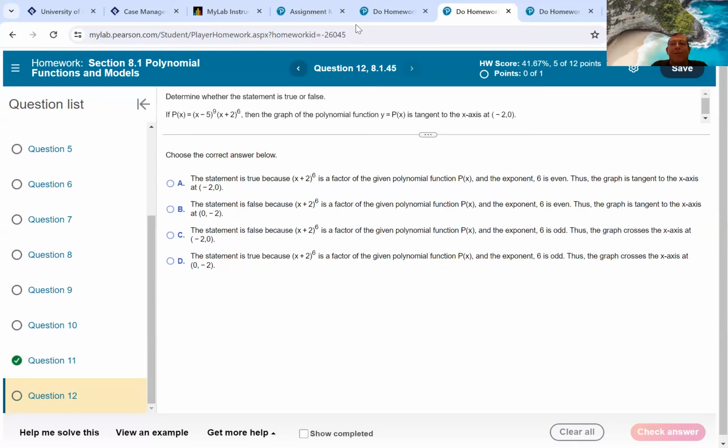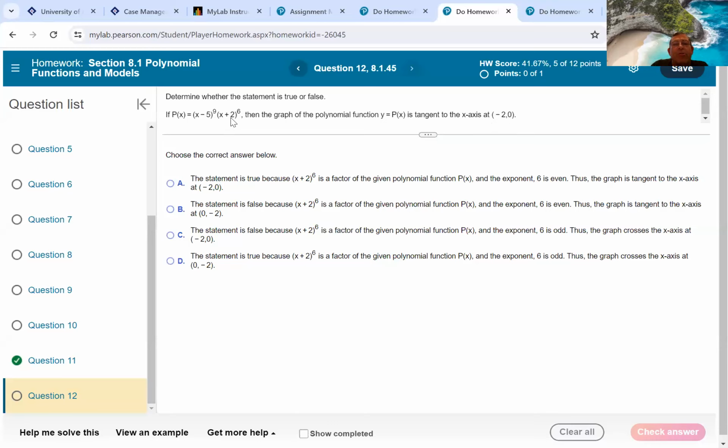Oh, y'all let me get you on that. And so let me show you what I would do to that. (-2, 0) means it's got a 0 of -2. Well, to get a 0 of -2, it had to come from the factor that is (x plus 2) to the 6th. So that 6 is an even exponent. Okay. And we said if it had an even exponent, it would be tangent to the x-axis. So this one's actually true.